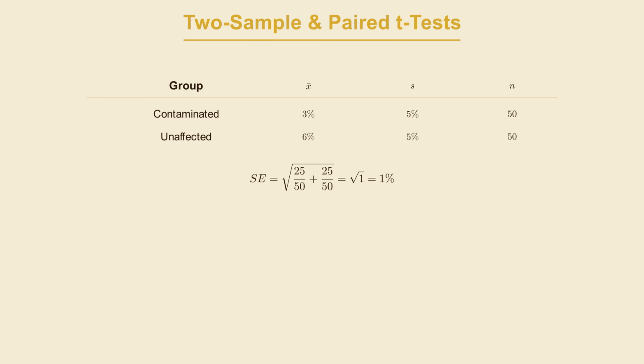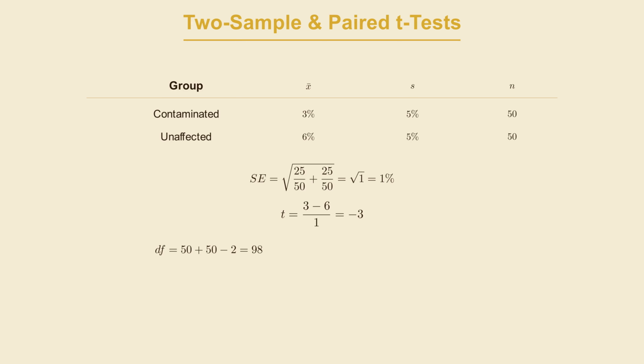Since both groups have the same sample size and same sample standard deviation, the standard error simplifies cleanly. It's the square root of 5 squared over 50 plus 5 squared over 50. Both terms are 0.5, so the standard error is the square root of 1, which is exactly 1 percentage point. The t-statistic is 3 minus 6 divided by 1, which gives us negative 3.